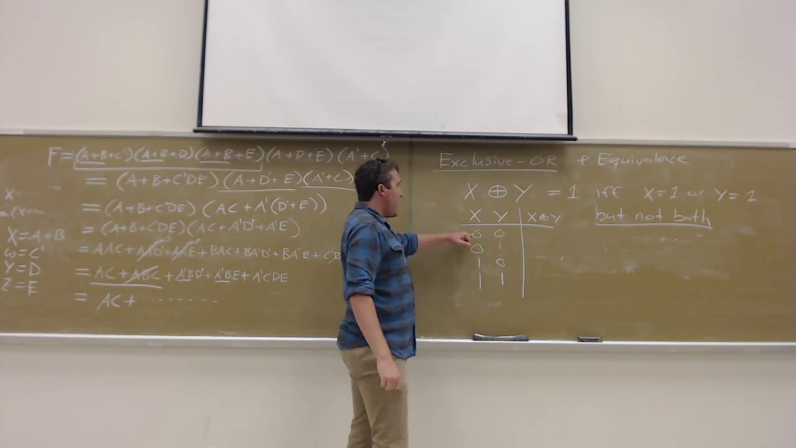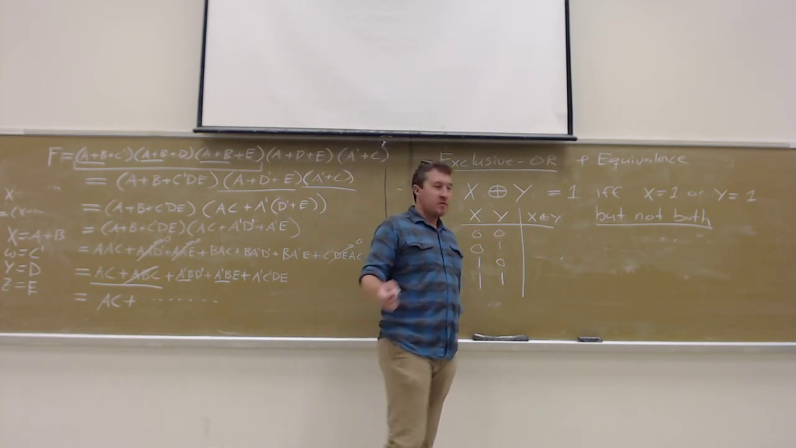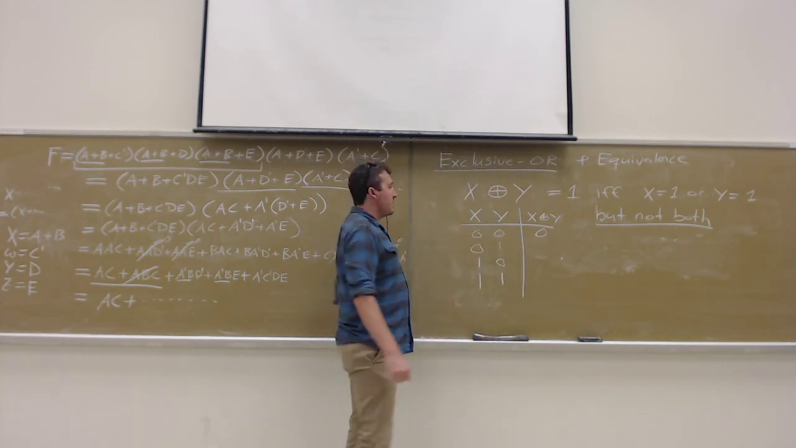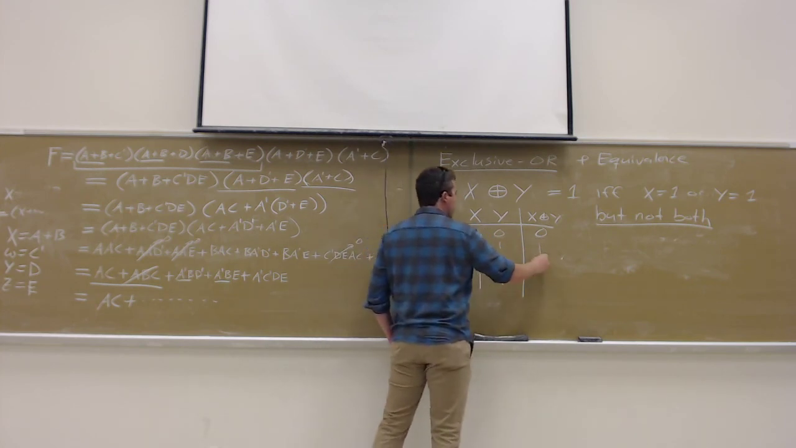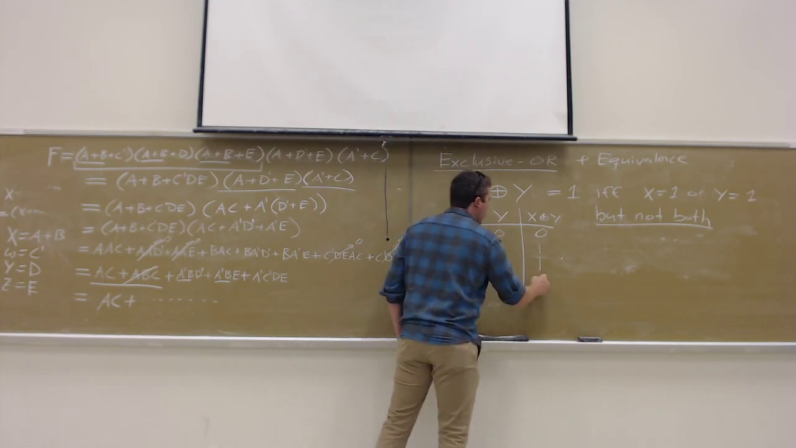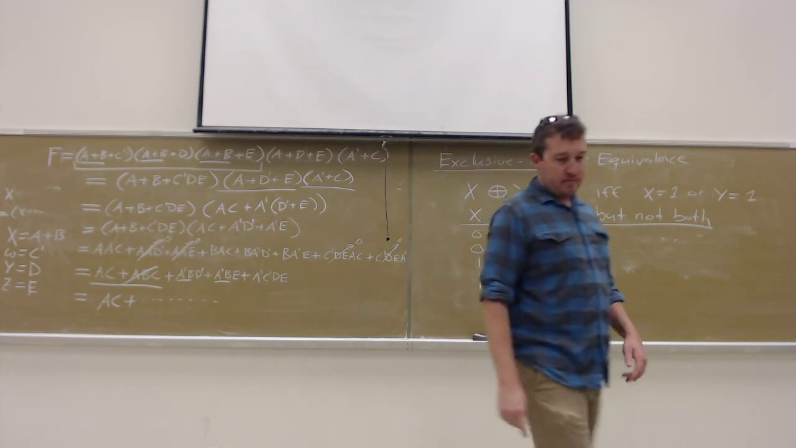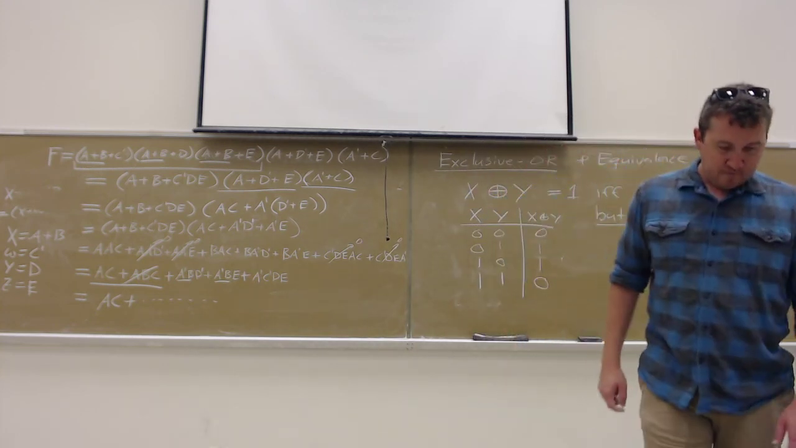When X is 0 and Y is 0, what's exclusive OR? 0. If X is 0 and Y is 1, exclusive OR is 1. X is 1 and Y is 0, 1. And if X is 1 and Y is 1, exclusive OR is 0. Pretty cool.